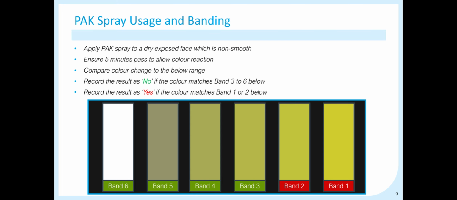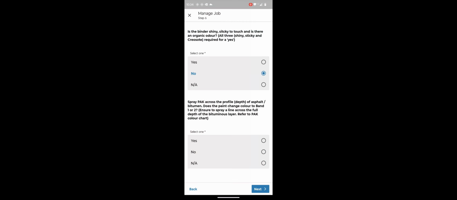If the pack color changes to band 1 or band 2, answer yes. If it stays in bands 3 to 6, answer no. Remember, answering yes to any question on this screen will classify the bituminous layer as hazardous. Only use NA for all questions if there is no bituminous layer on site, such as slabs, concrete, or verge.